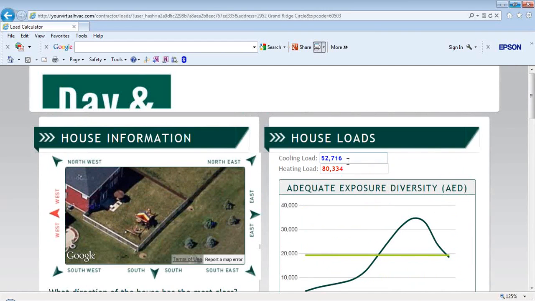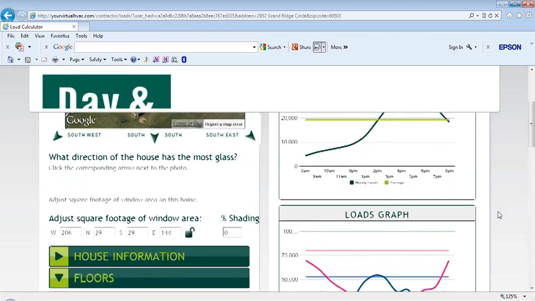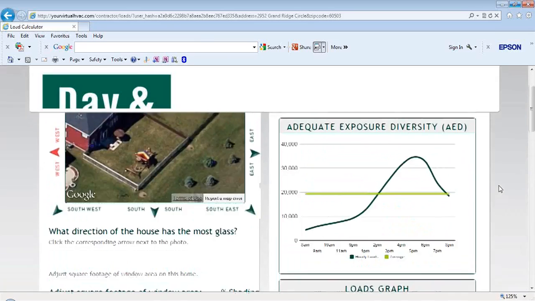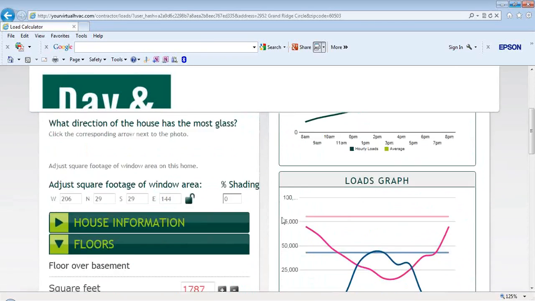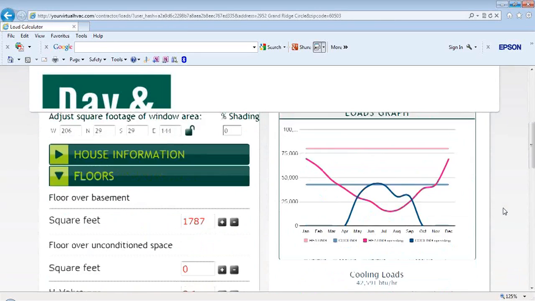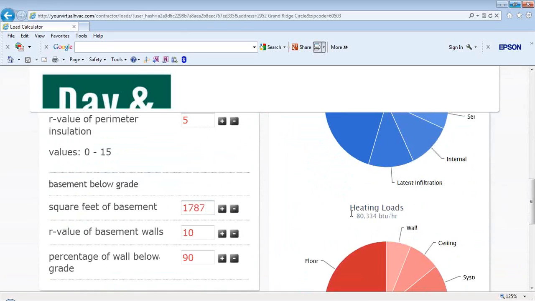So I look at this guy here, and it has adjusted my loads, saying that I need 52,000 cooling, 80,000 heating. And I can see at any given month what the active load would be. I didn't wait for it to finish calculating after that last one, sorry. 42,000 for cooling, 80,000 for heating. So as I'm making all those changes, it's constantly tweaking itself.